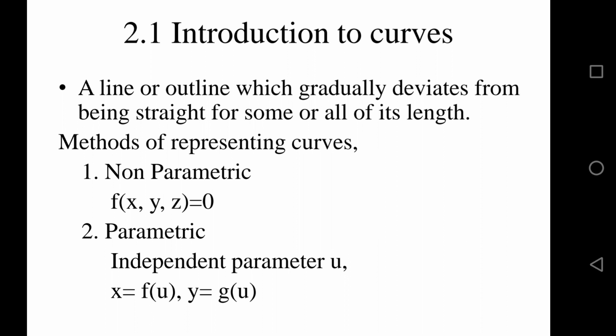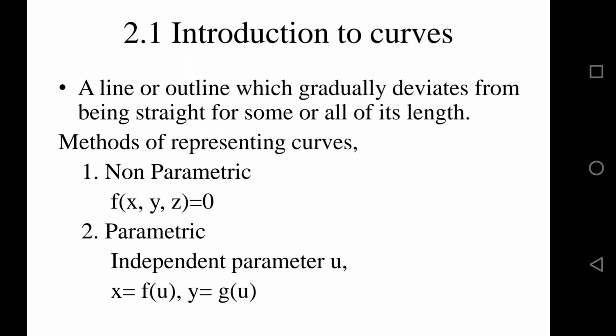You have to understand this by the meaning of the word parametric. What does parametric mean? It has a parameter. A representation of anything done by using an independent parameter is parametric. Non-parametric representation means the representation of the object is done without using an independent parameter.